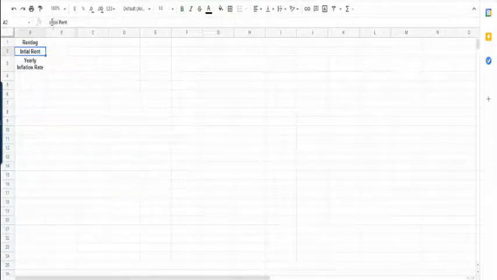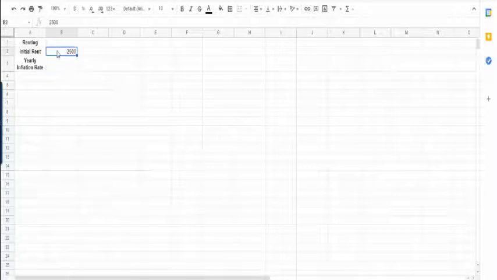Formatting these, I'm going to bold, center, and wrap text. So we are renting the initial rent. Initial is spelled wrong; initial gets another I. The initial rent is $2,500, and we need this to be money, so we're going to hit the dollar sign so that it's money.